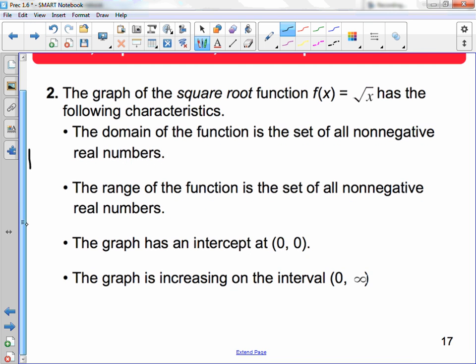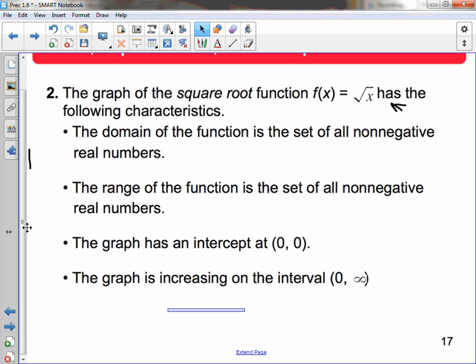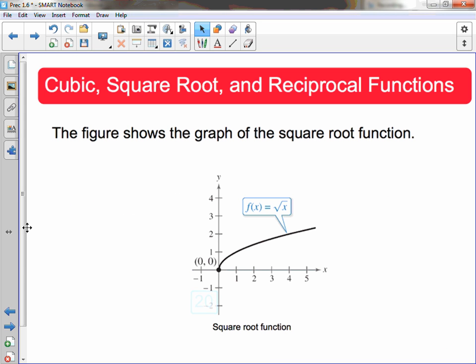Now, the square root function has the following characteristics. The domain is the set of all non-negative real numbers because, again, we cannot plug a negative number into this radical. If I plug -1 in, it won't work. I can't plug in -0.1 because a negative will not work. The range is the set of all non-negative real numbers because, for an even root, a square root, we plug in positive values and we will get positive values out. And the graph has an intercept at 0, 0, and it's increasing on the interval of 0 to infinity, because when we look at this here, we can see it's increasing from 0 to infinity.